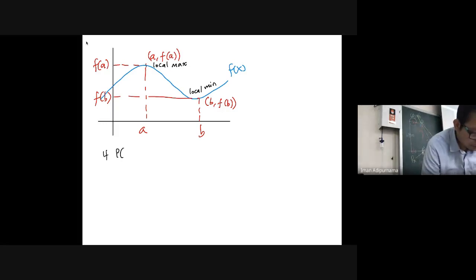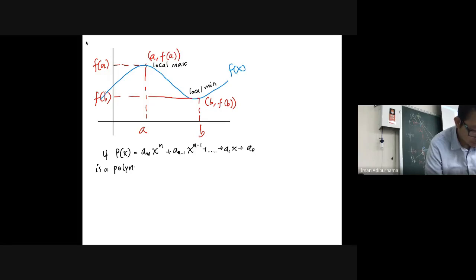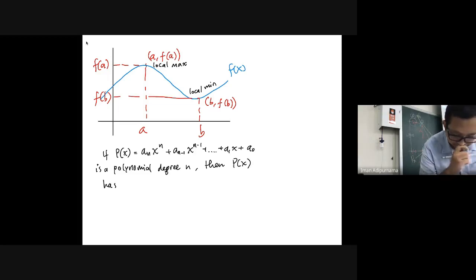If P of x, I'll just write the general equation, is a polynomial of degree n, then P of x has at most n minus 1, or I will write with a different color.